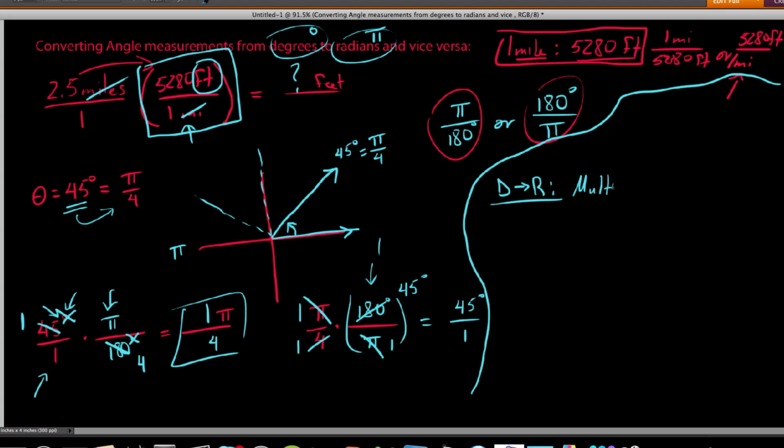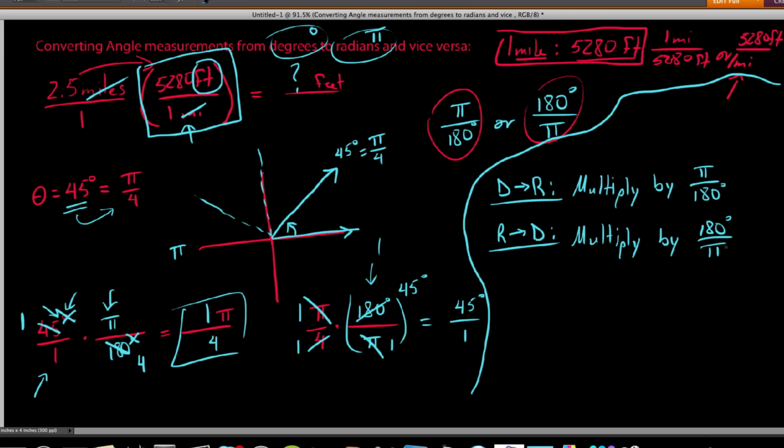Write this down. Multiply degrees to radians. Since we want to go to radians, we'll put the radian value on top. We'll multiply by pi over 180 degrees. This always works. And if we want to go from radians to degrees, we want to multiply by the reciprocal of what we've just written. Multiply by 180 degrees over pi.